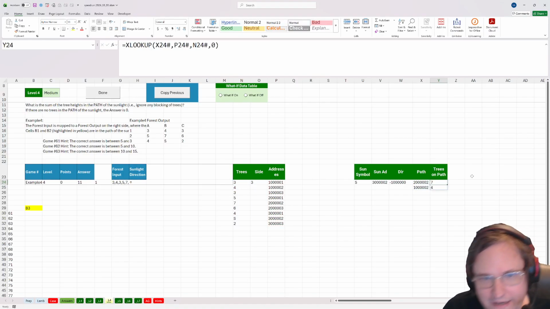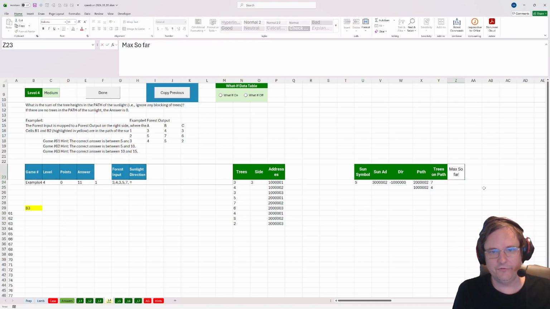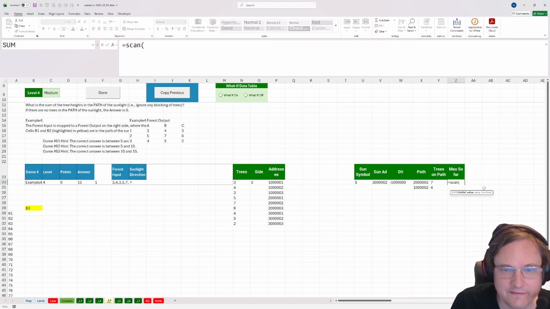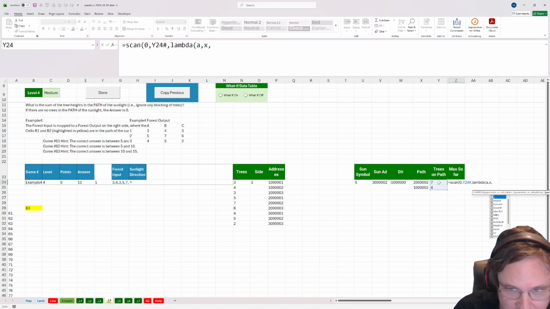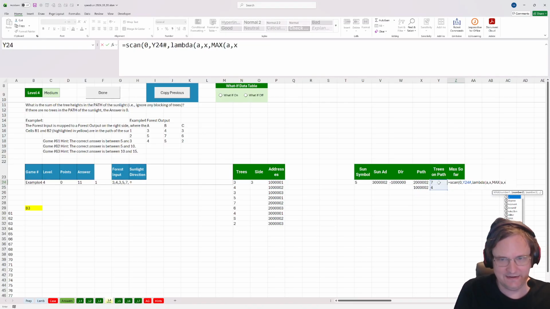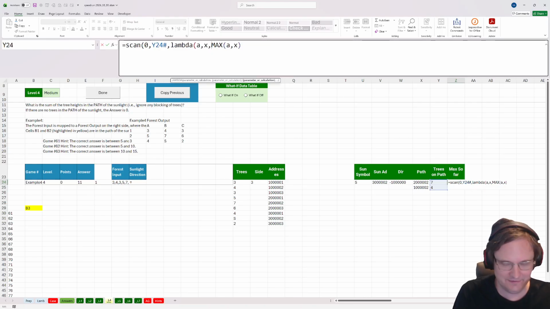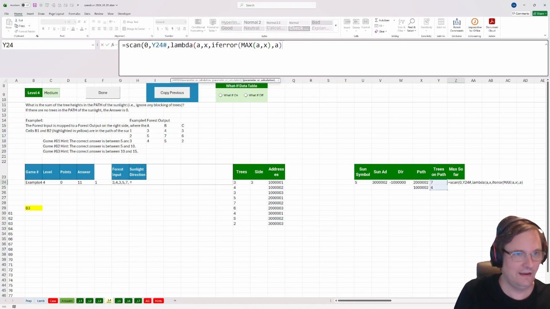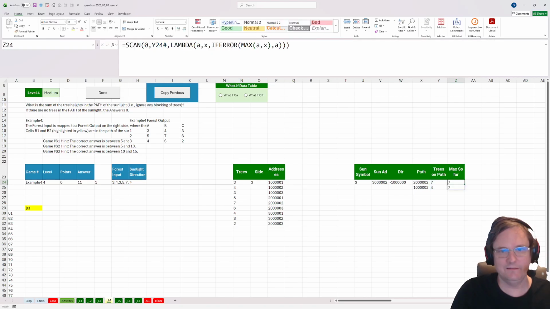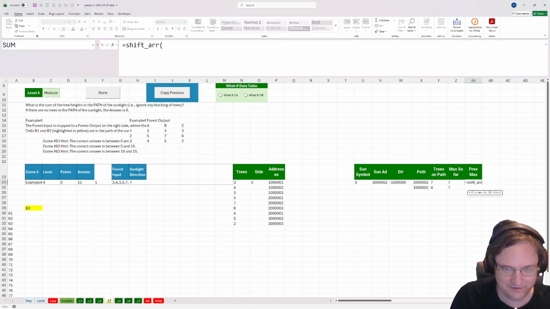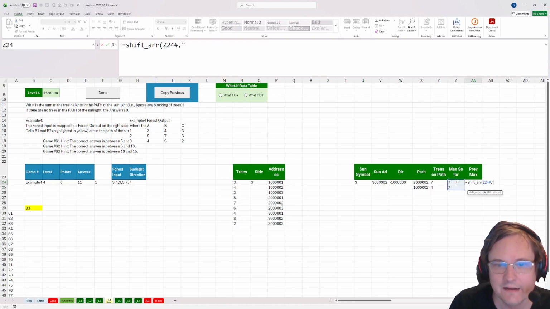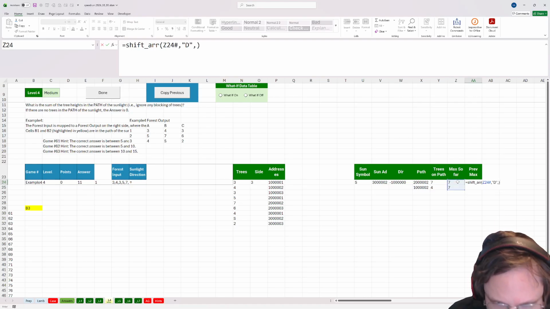Yeah, okay. So now the trees on path is look up this on here, returning here, and if it's missing, we'll count that as a 0 height. The max so far, right, is SCAN starting with 0, this array, and I want the function to be LAMBDA a x, the max of a and x, but I also need an IFERROR because for some reason it gets confused if there's a string in it, which I can't handle. So if it's an error, then just carry over the a to be the max.